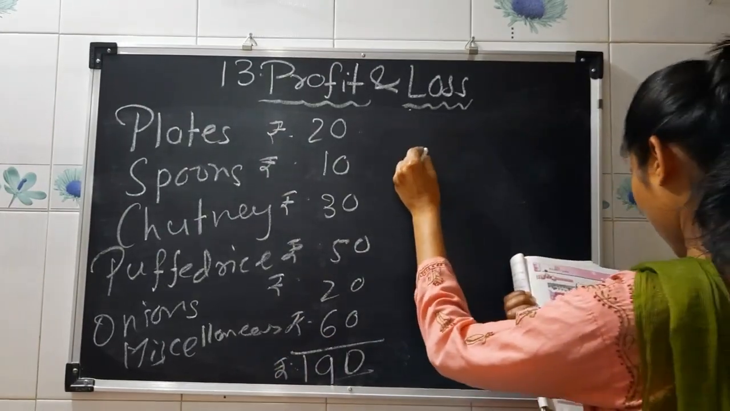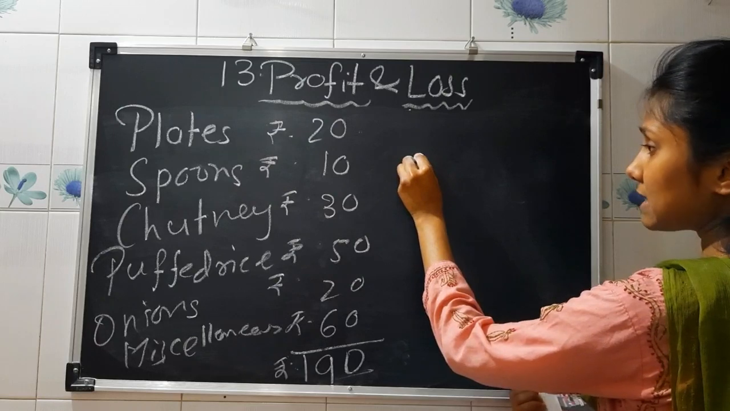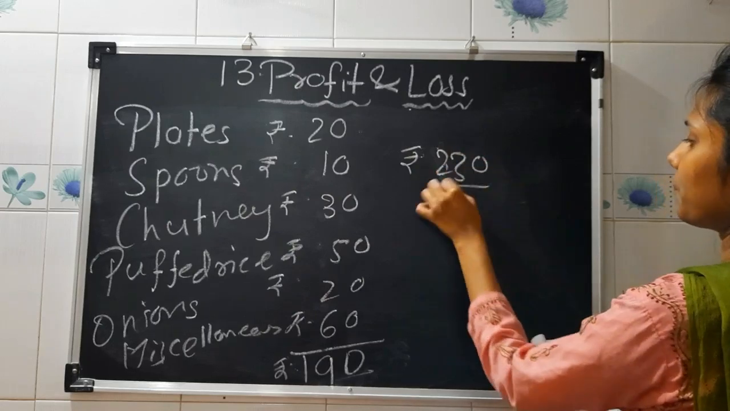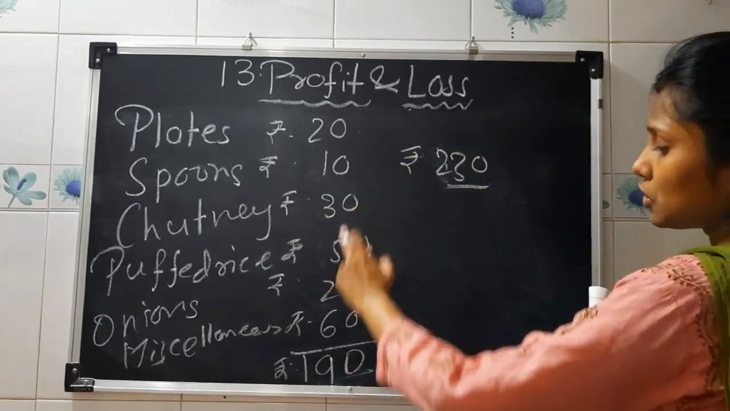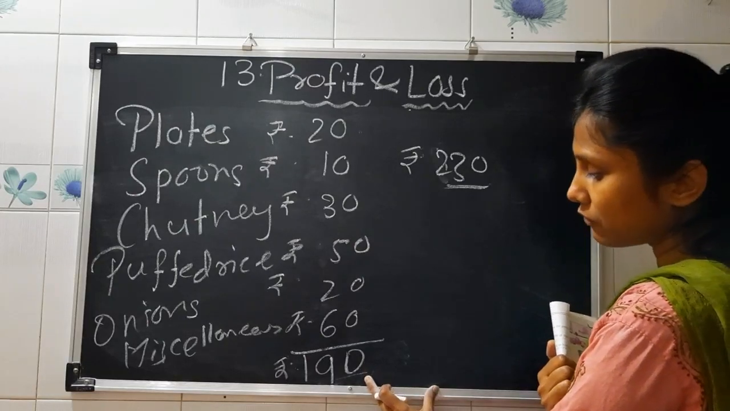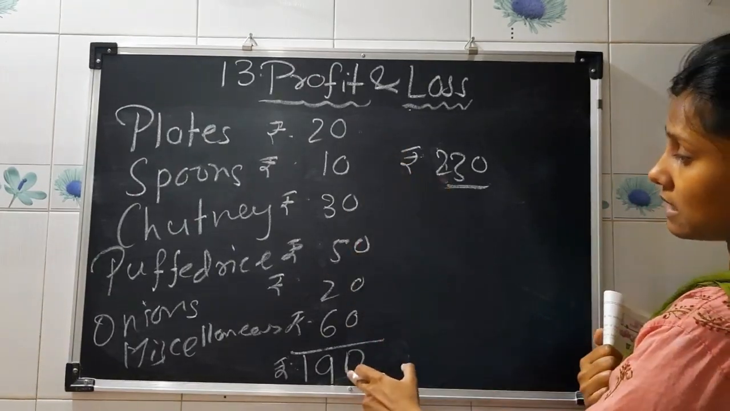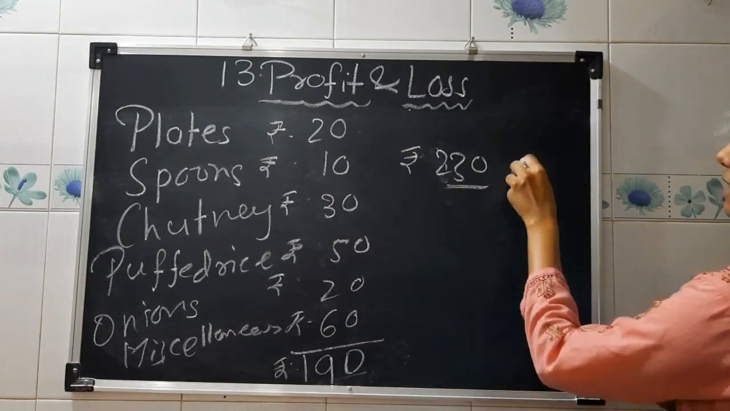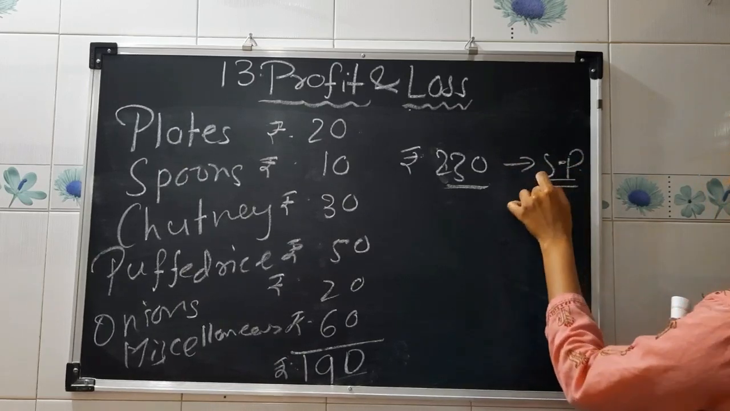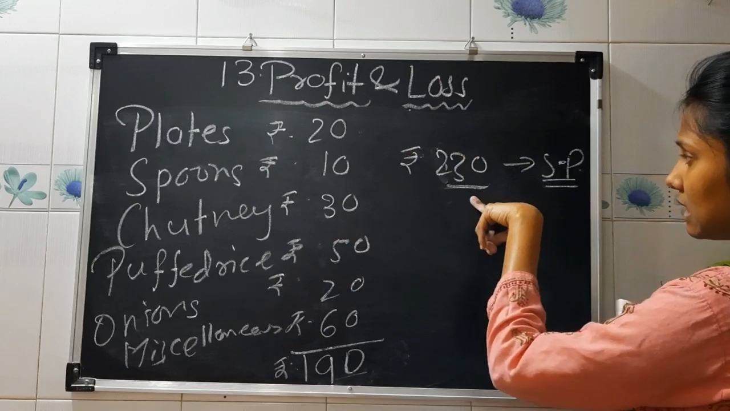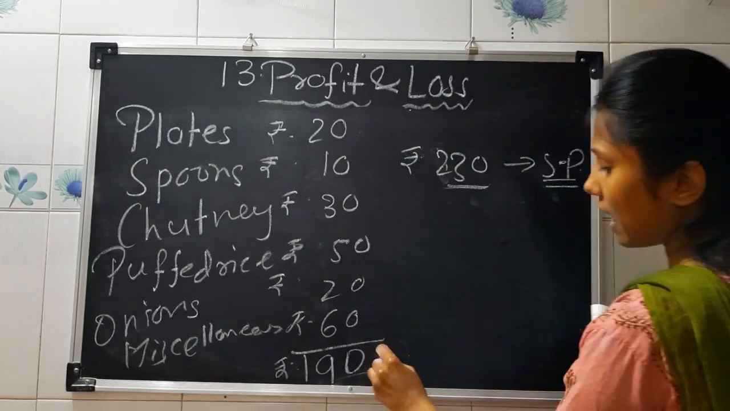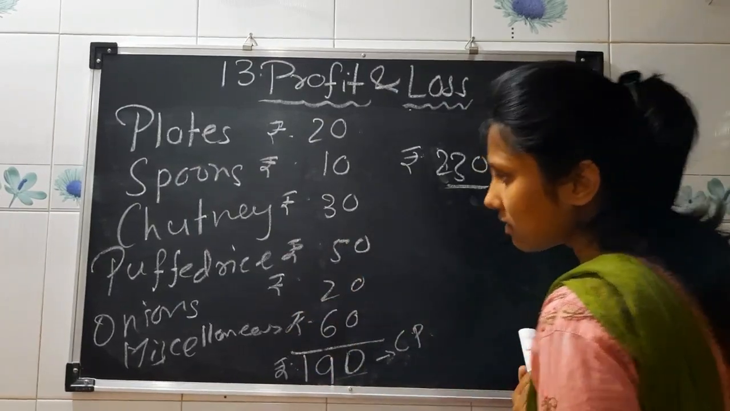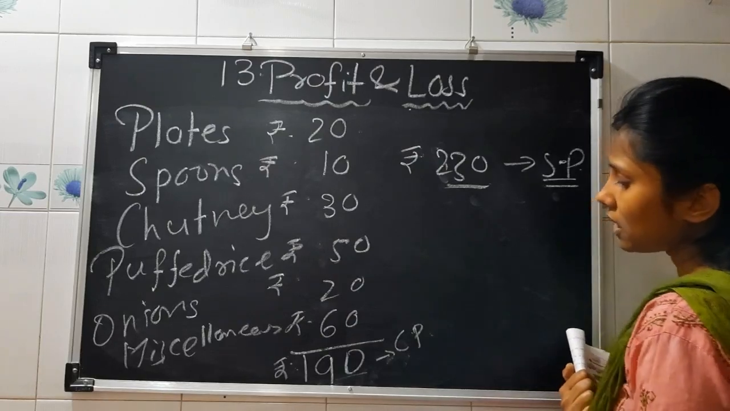But what they have given, the amount Sarita gained by selling these items, is rupees 230. She purchased all these items for rupees 190, but after selling all of them she earned rupees 230. So this is the selling price, the price at which she sold all these things. Rupees 230 is the selling price and 190 is the cost price. She spent rupees 190 for purchasing these things.